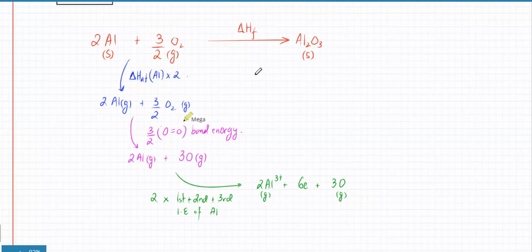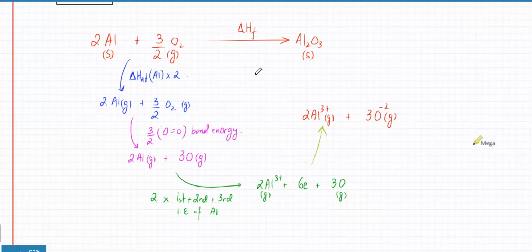And then you have the next step. So what's the next step? Aluminum has already lost the electron, so it's 2Al3 plus gaseous. Now the 3 oxygens are going to gain the electrons to form -2 gaseous oxygen ions.